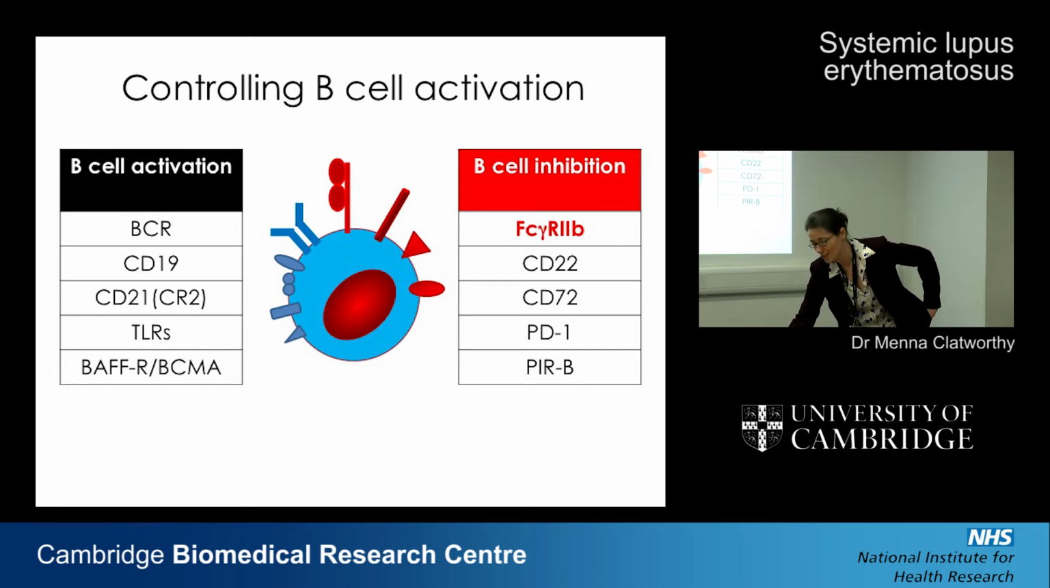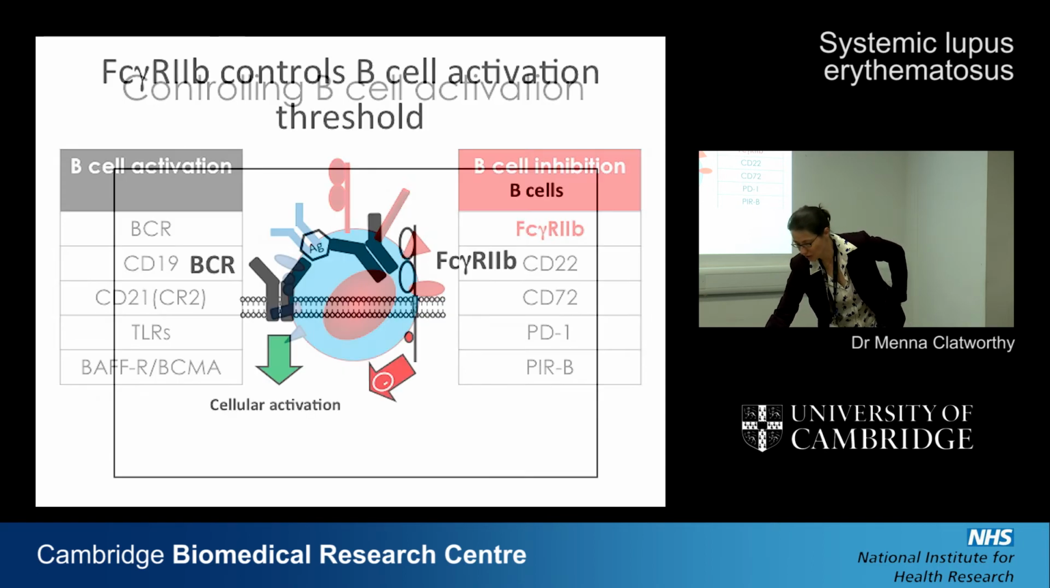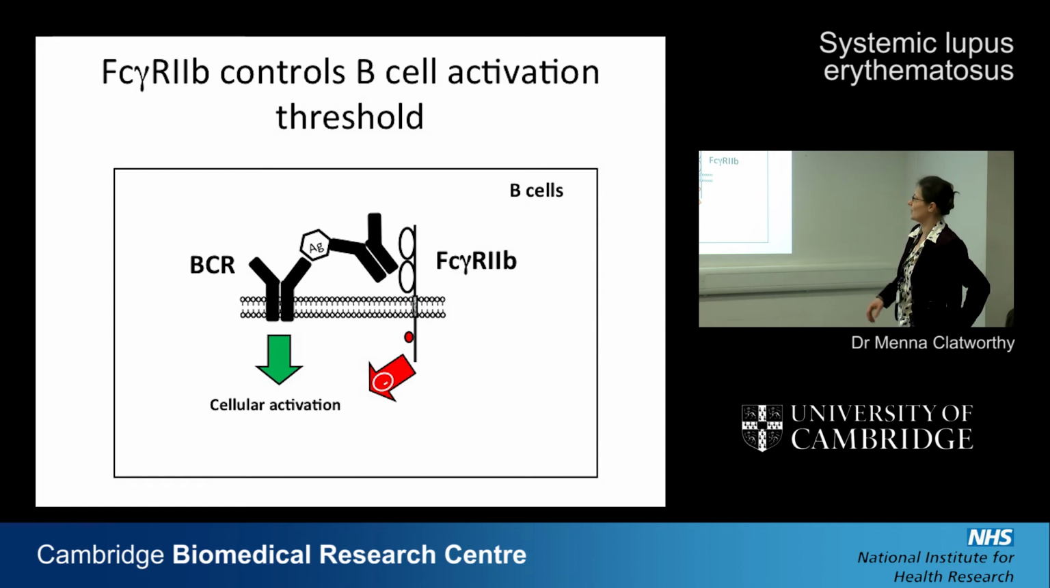But B cells also have inhibitory receptors, and what they can do is recruit phosphatases, which switch off cellular signaling. All cell activation basically requires kinases, which phosphorylate things, more or less. So what these inhibitory receptors do is recruit phosphatases that dephosphorylate, right? Fc gamma R2b can do that. And if I show you this diagrammatically, it might be obvious.